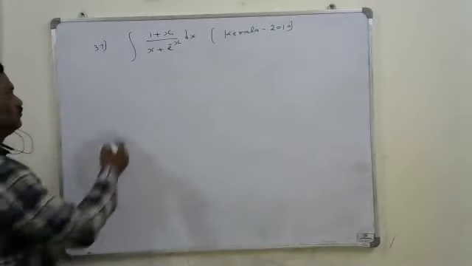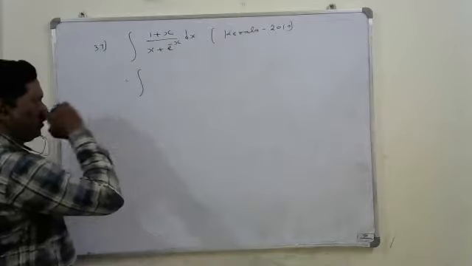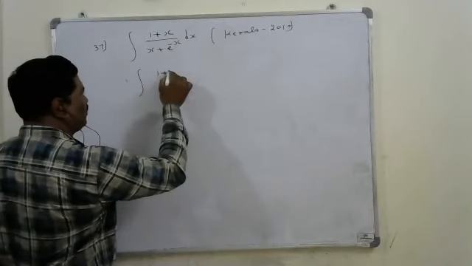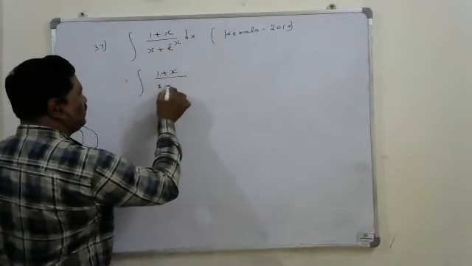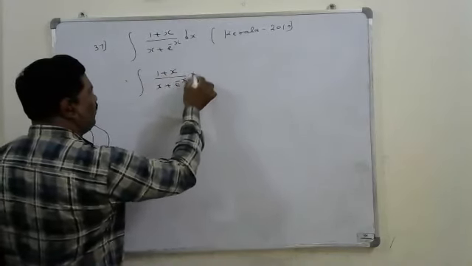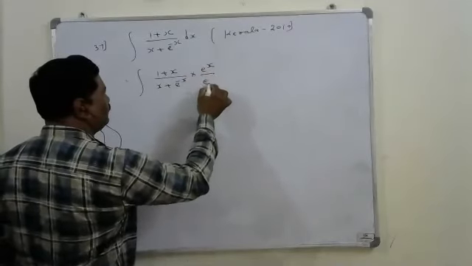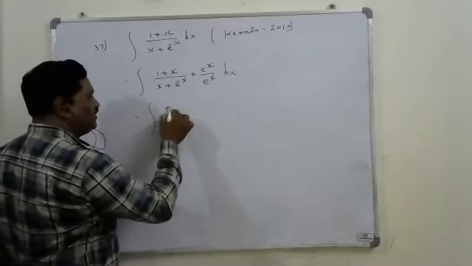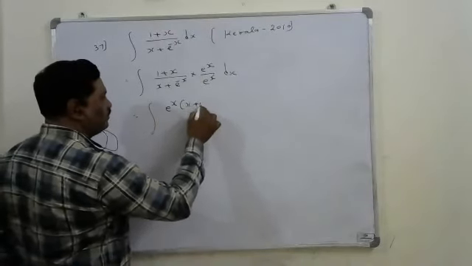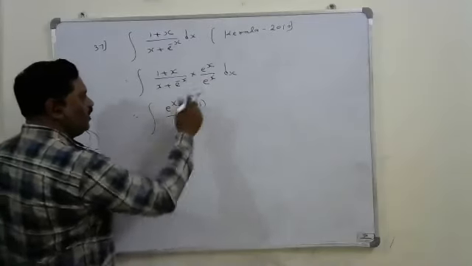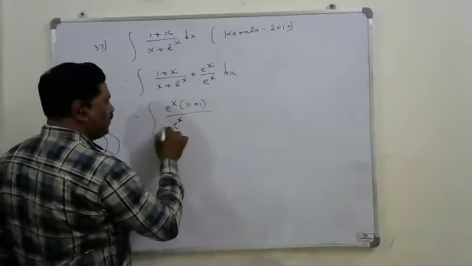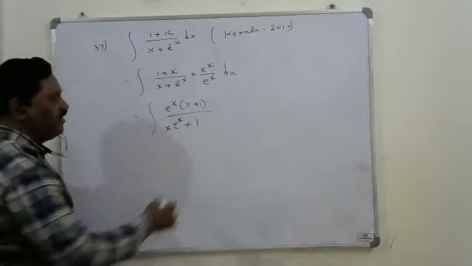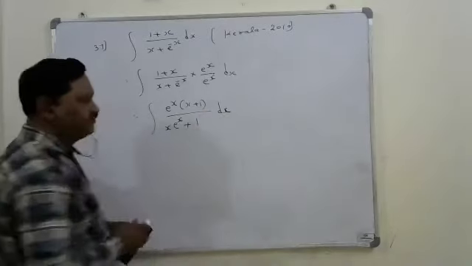Multiply and divide by e power x. Good. In 1 plus x by x plus e power minus x, multiply and divide the denominator by e power x. Then in the numerator we get e power x into (x plus 1), upon x into e power x plus e power minus x into e power x, that is 1, dx. So the problem converts like that.